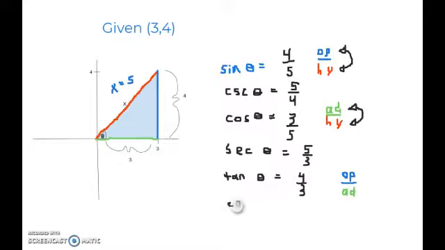And then the reciprocal of that would be cotangent of theta. And cotangent of theta, it'd be adjacent over opposite. You just switch opposite and adjacent's place. And then that'd be 3 over 4.